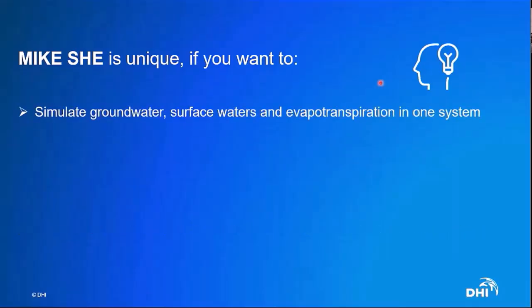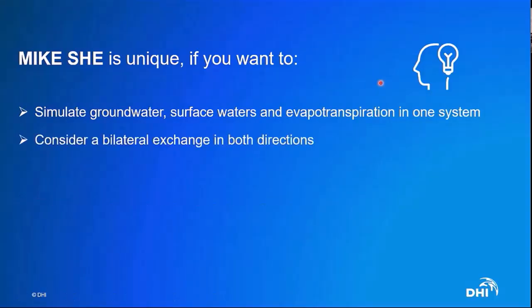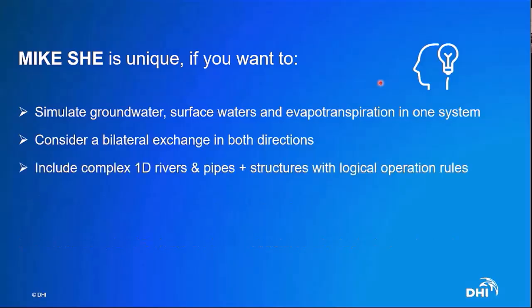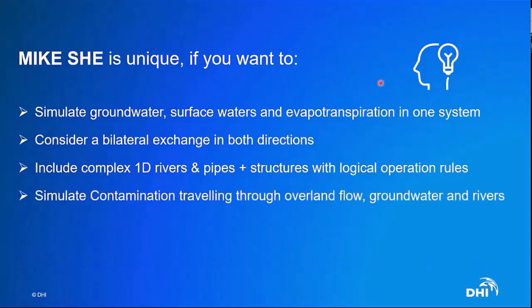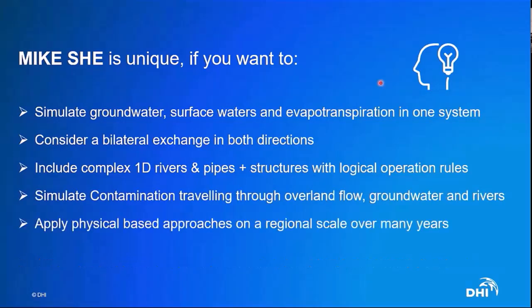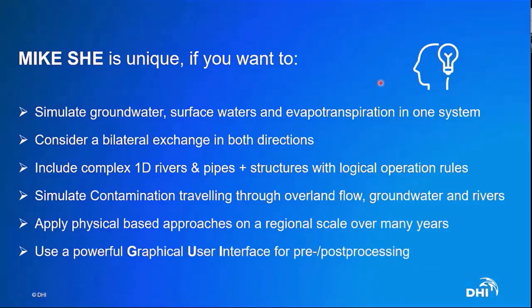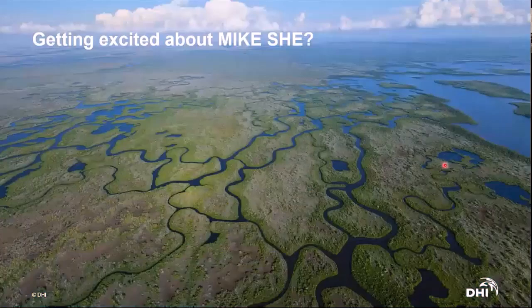So if you would ask me, MikeShe is unique because you can simulate groundwater, surface waters, and evapotranspiration in one closed system. You can consider this bilateral exchange in both directions, include complex 1D rivers and pipes, including structures with logical operation rules, simulate contamination traveling through overland flow, groundwater, and rivers, apply physical-based approaches on a regional scale over many years. And you have a powerful graphical user interface for the pre- and post-processing.